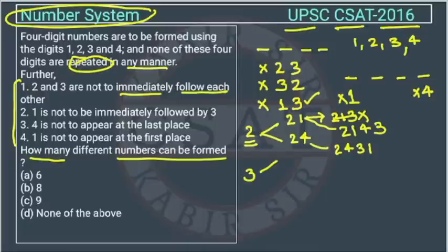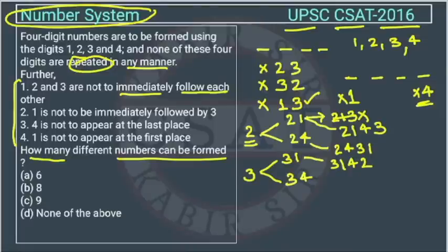So after 3 1 can come, after 3 2 cannot come, right? So after 3 4 can also come, right? So after 3 1, can we write 3 1? Can 2 come? Right, 2 can come, but then the last number will become 4, but according to this condition we cannot write 4 at the last, right? So the 4 will come here, then 2.